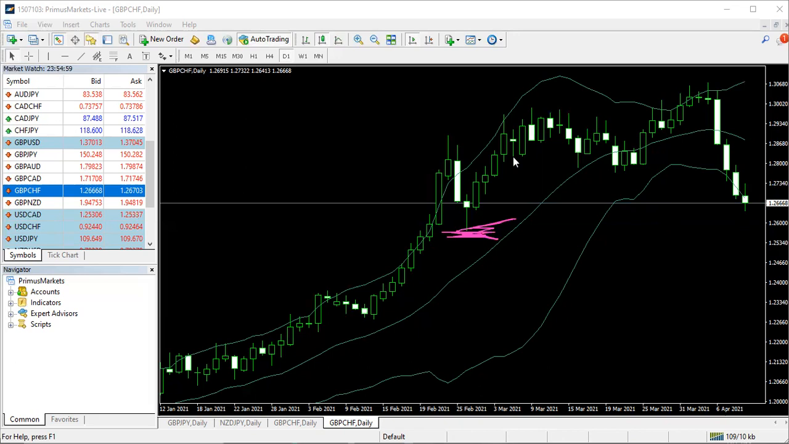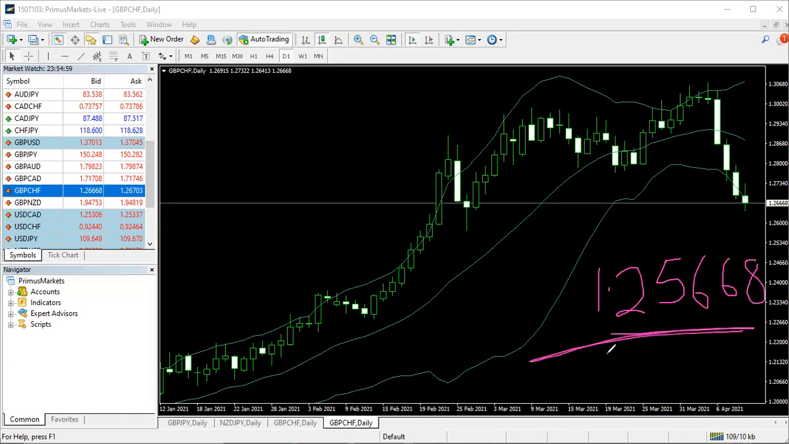But if you want to place a stop loss, then your stop loss of 100 pips is what we're looking at. So a stop loss of 100 pips, I beg your pardon, is going to be 1.25668. This is going to be our stop loss.